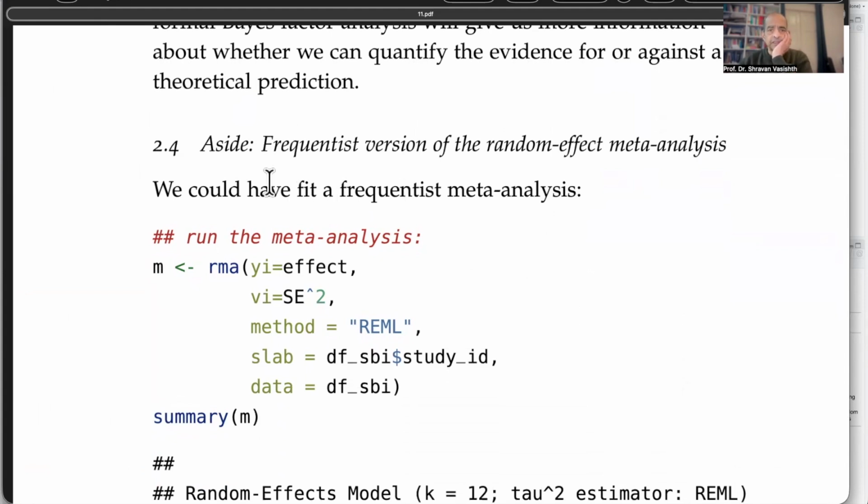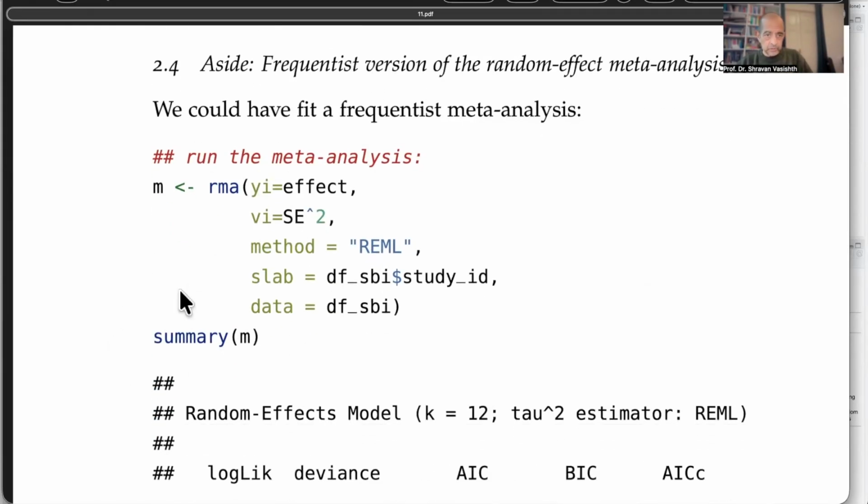You can fit the frequentist version of the random effects meta-analysis. Of course, you could fit the meta-regression too, but I'm just showing the random effects meta-analysis. It works with the rma function in the metafor package. So the package is called metafor, M-E-T-A-F-O-R, sorry. And there's a random effects meta-analysis function there.